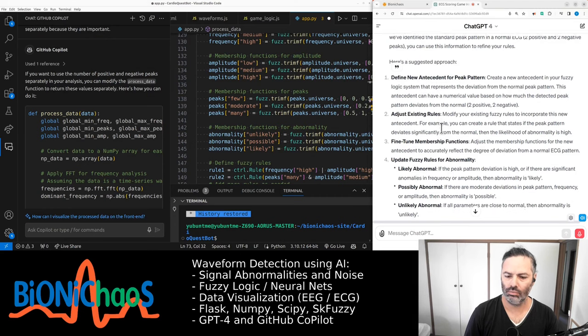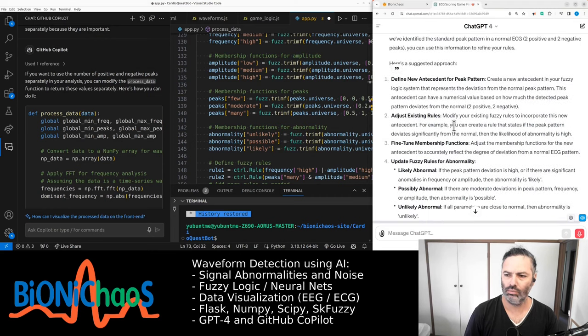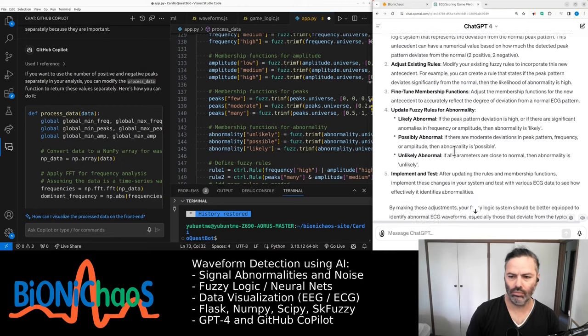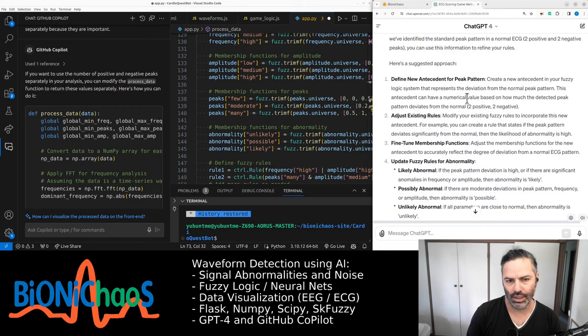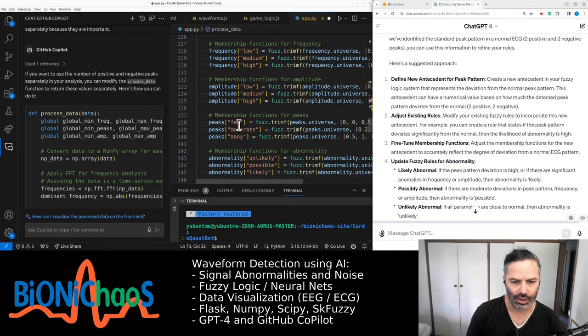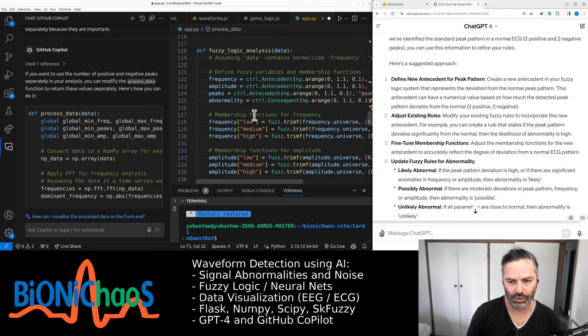By making these adjustments, your fuzzy logic system should be better equipped to identify abnormal ECG waveforms, especially those that deviate from the typical peak pattern. Remember, the effectiveness of this approach largely depends on the accuracy of your peak detection and the precision of your fuzzy membership functions and rules. Okay, so it's like giving me prompts for GitHub Copilot to change the code or something. Or at least that's how we could use it.